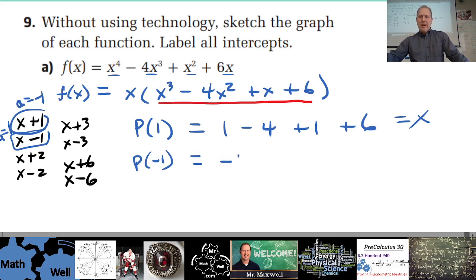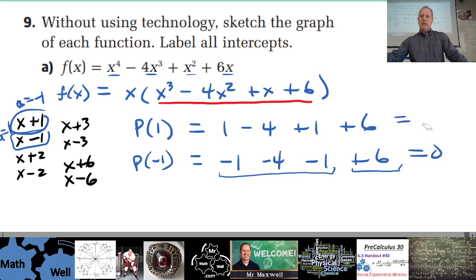So this is going to be negative 1, still minus 4, because negative 1 squared is positive 1. And then this is minus 1 plus 6. Oh, this is looking good. Look at this. That's a negative 6 plus 6. So that looks like it's 0, right? Just not equal to 0. Okay, so I've got my first one. Looks like x plus 1.